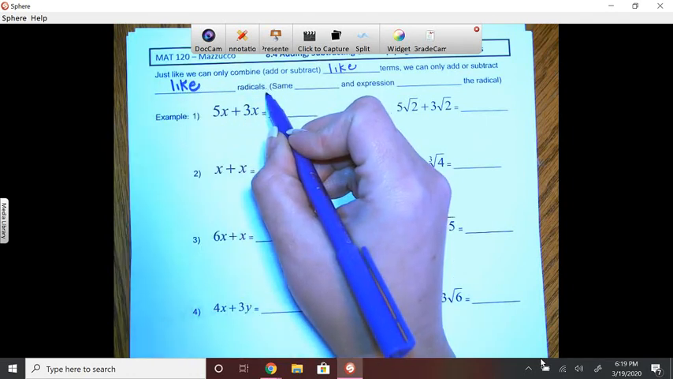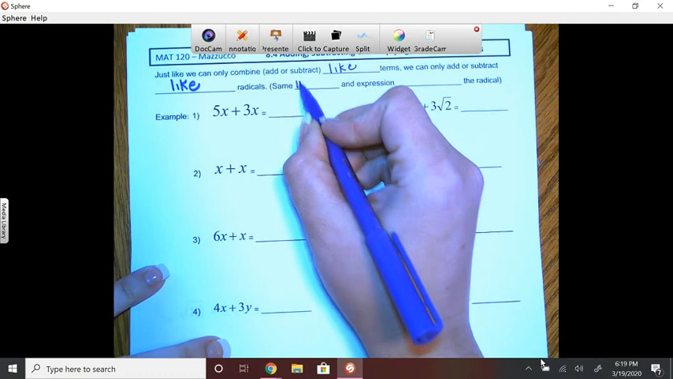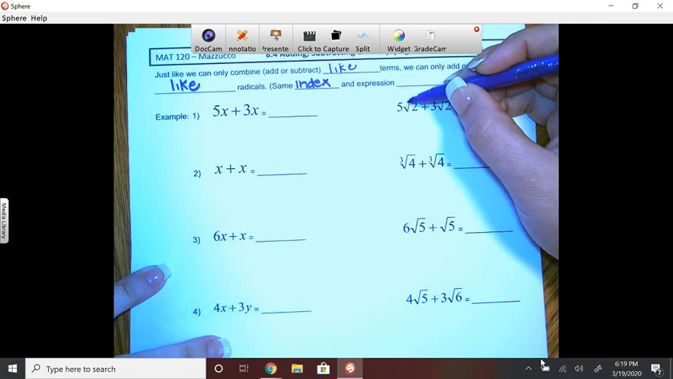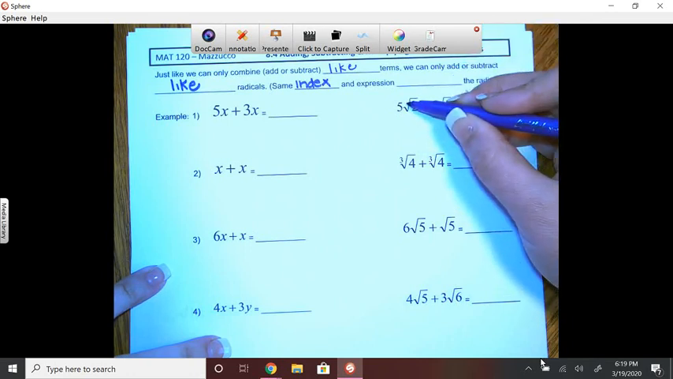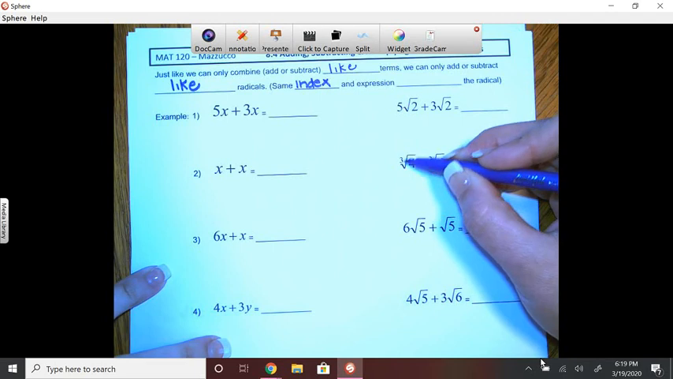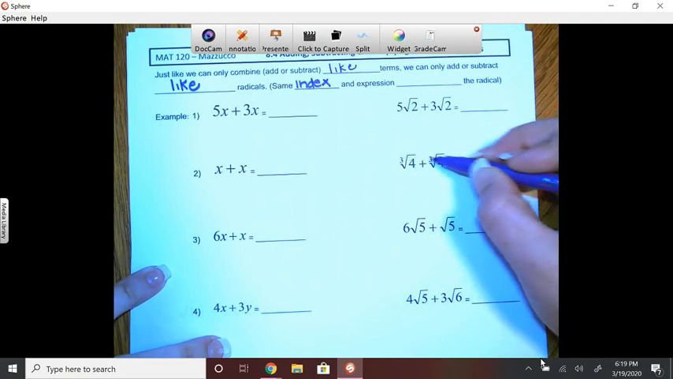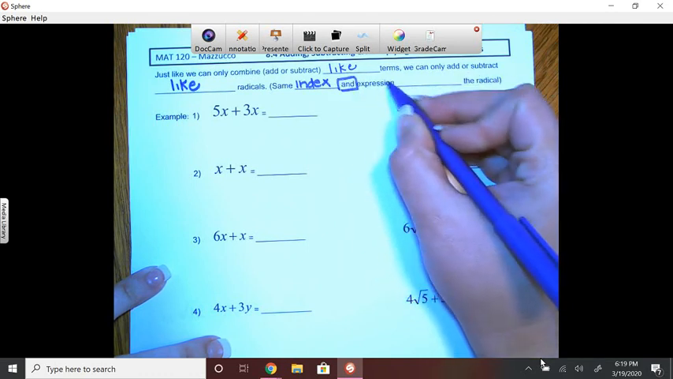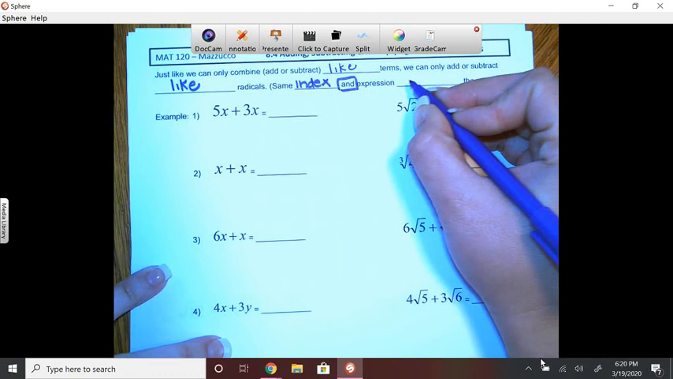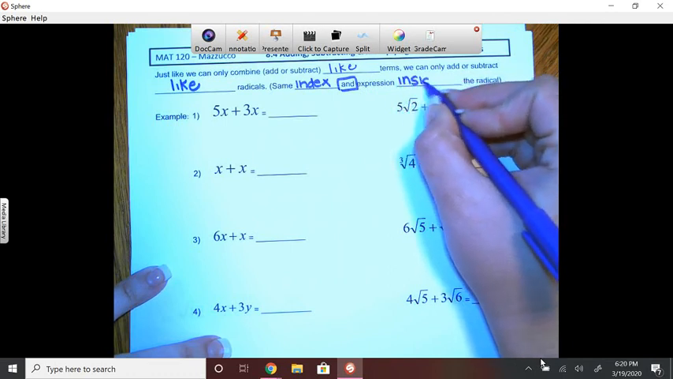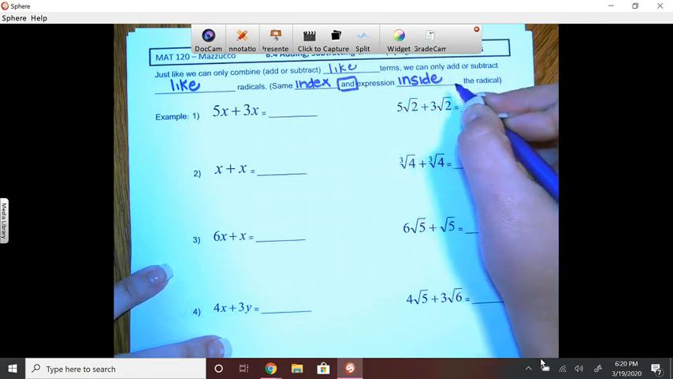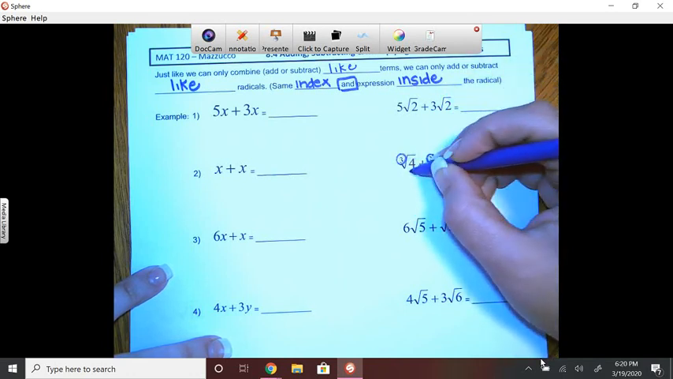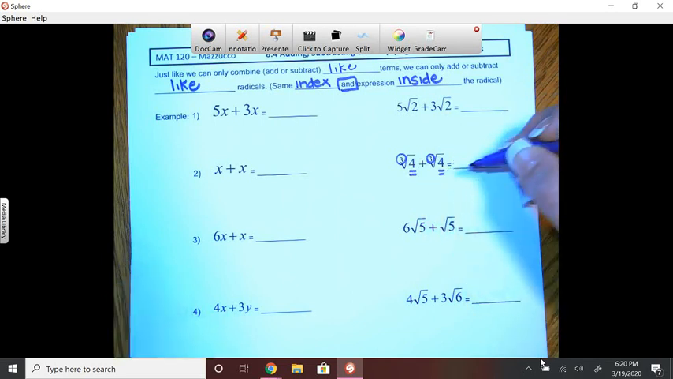What that means is the radical has to have the same index. Remember what an index is, the little number right here. In this case, since there is none, it's a 2. This one's a 3. So they have to match. And whatever's inside the radical, the radicand, also has to match. If not, we can't add them.